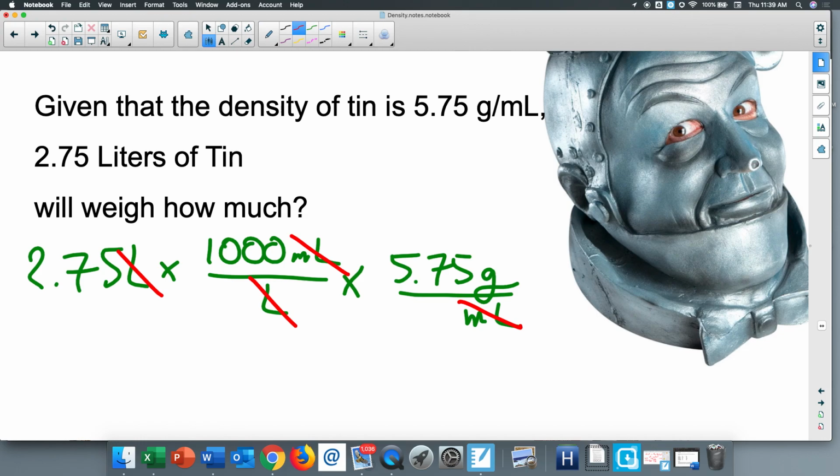So when Elsa punches these numbers into her calculator, 2.75 times 1,000 times 5.75, we're expecting a fairly big number. It's got 1,000 in it, so it should be pretty sizable. And what does your calculator tell you, Elsa?